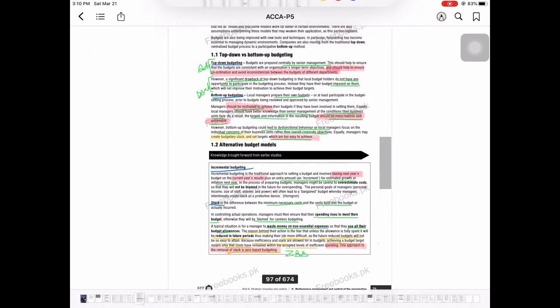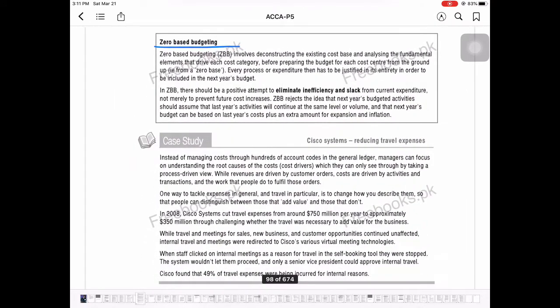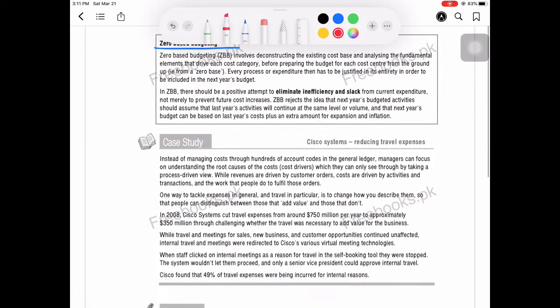Going on to the next topic is zero based budgeting. So zero based budgeting involves deconstructing the existing cost base and analyzing the fundamental elements that drive each cost category before preparing the budget for each cost center from the ground up, that is zero base. Every process or expenditure then has to be justified in its entirety in order to be included in the next year's budget. So what is the basic idea?